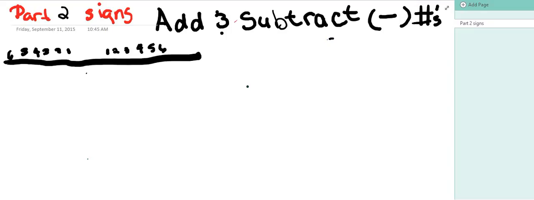Well, the way that we're going to deal with this is we're going to turn this problem into the problems we were solving in the first video. And how we're going to do that is we're going to do the inverse of the sign here in the center. So we're going to turn it into a positive. And then we're also going to do the inverse of whatever this sign is. So if this is a negative, it's now going to be a positive.